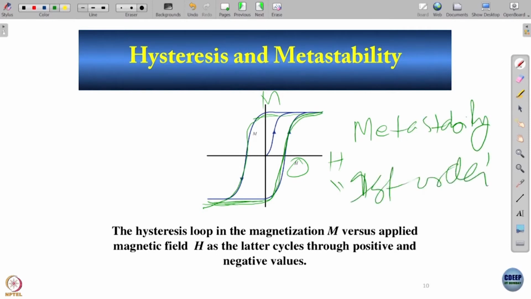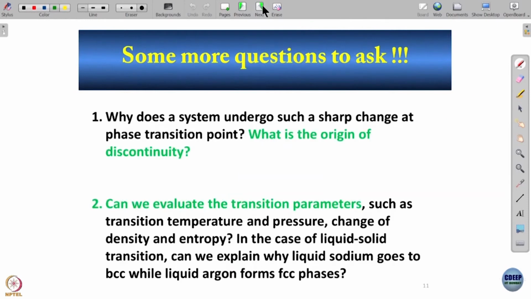Second order phase transitions never show metastability or hysteresis. This is very, very important, and this is what led Landau to develop his beautiful theory.